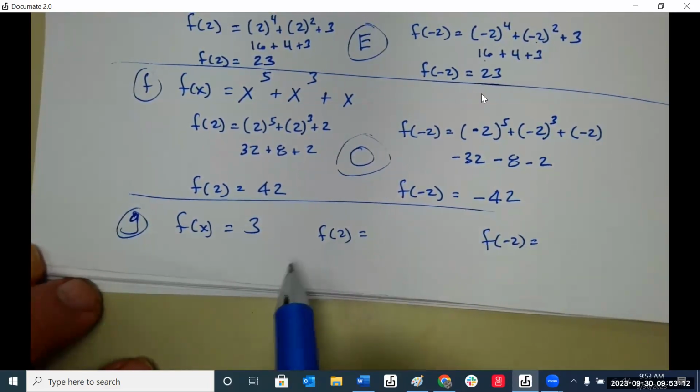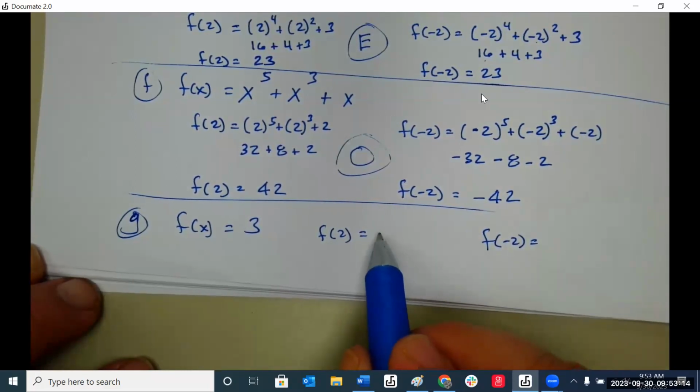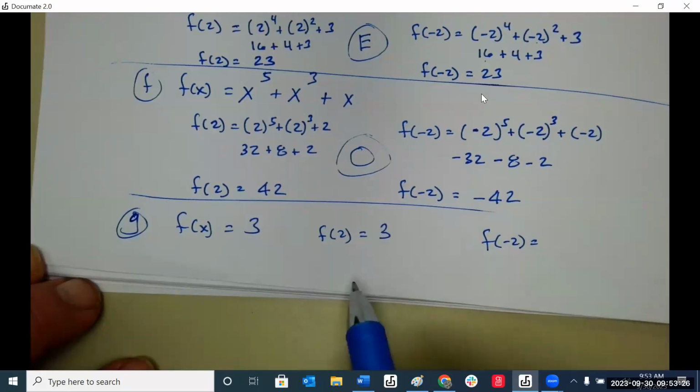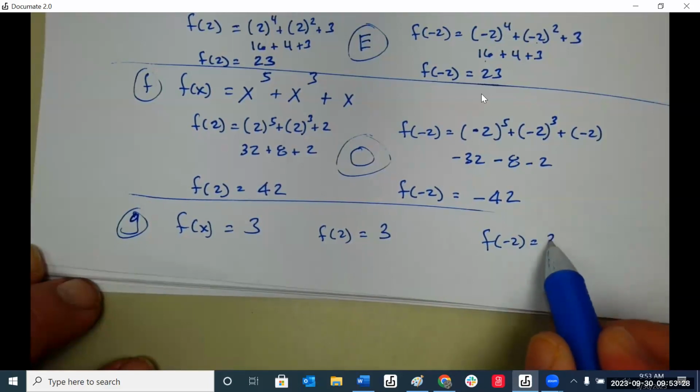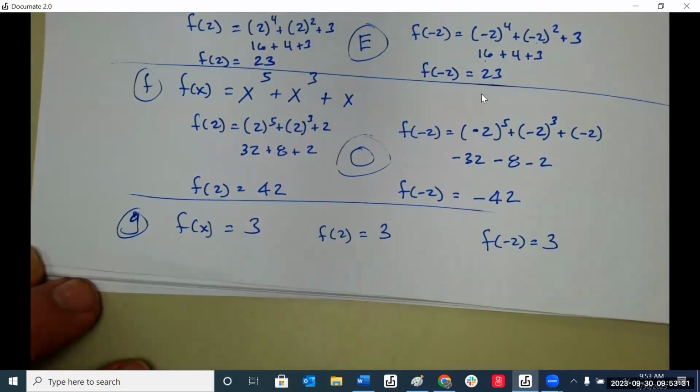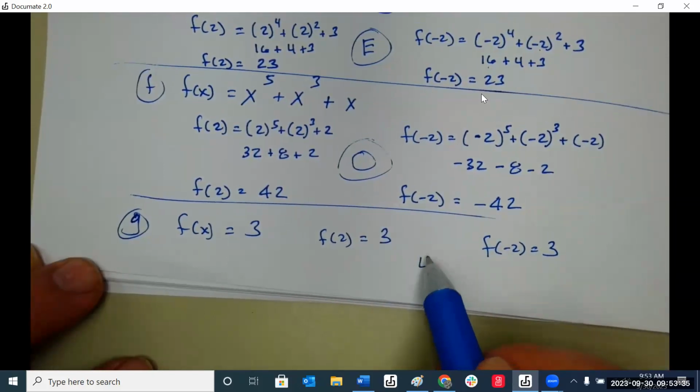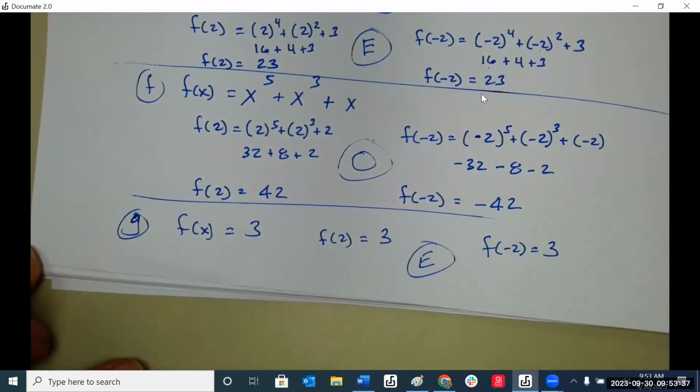If I put 2 in place of x, what do I get as an answer? Three. If I put negative 2 in x, it's a constant. Yeah, it stays 3. So is it odd or even or neither? Yes, this seemed like a long, arduous process, but I did it for a reason.